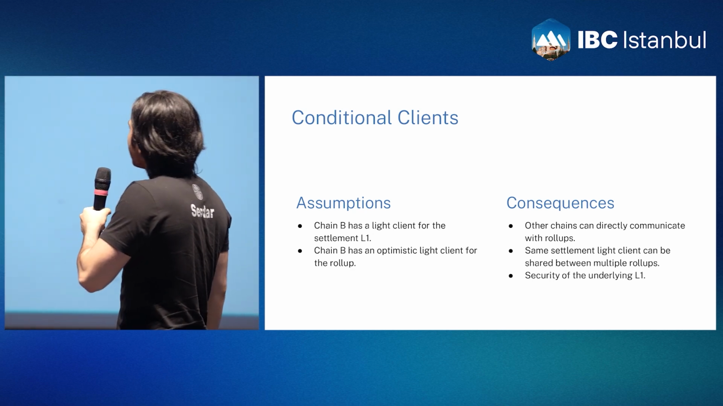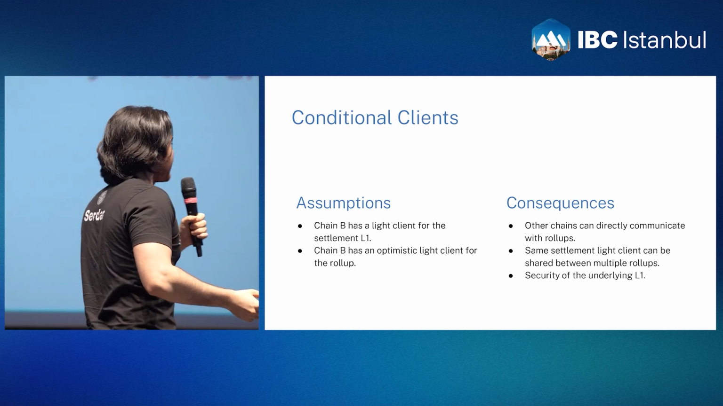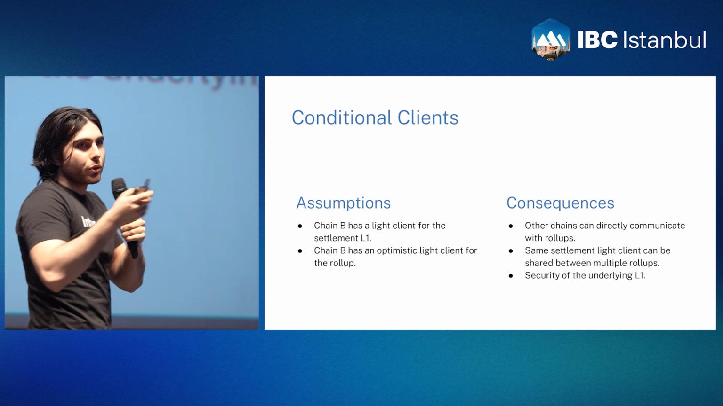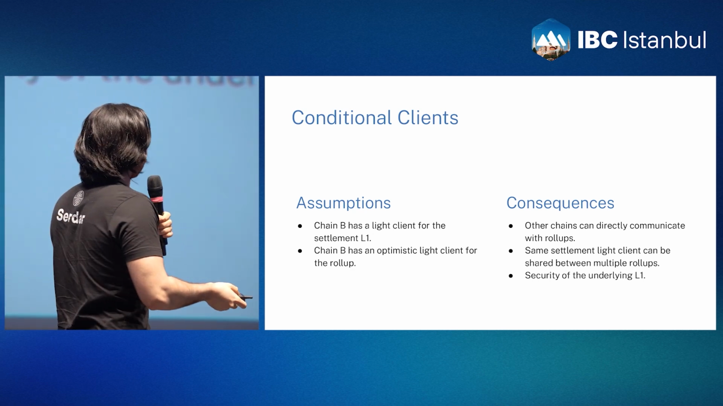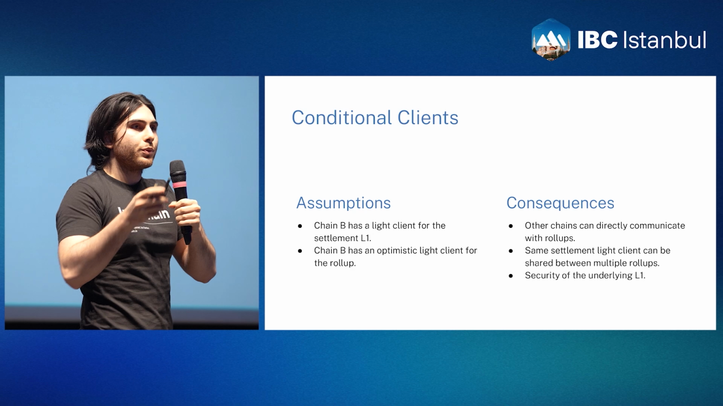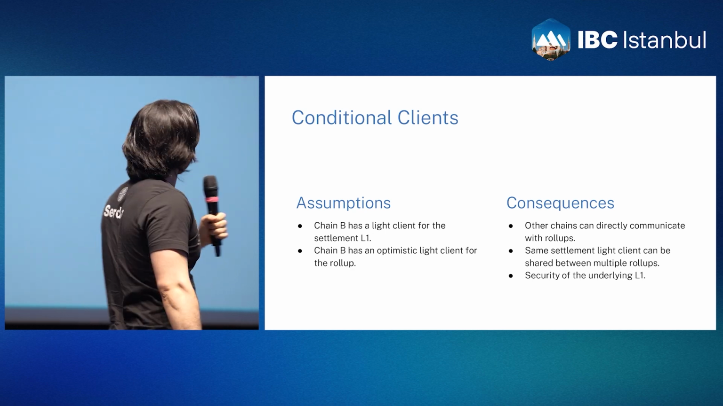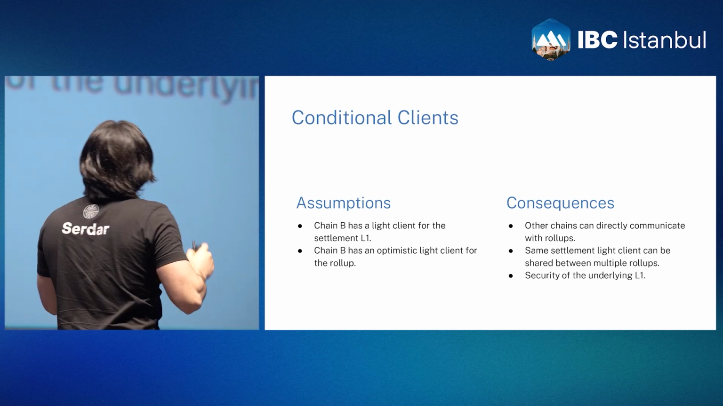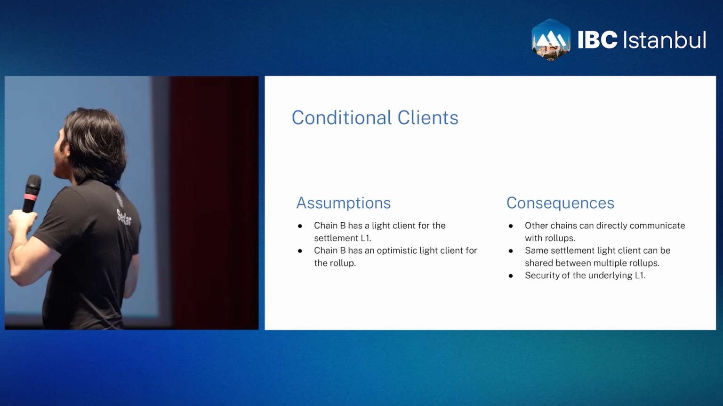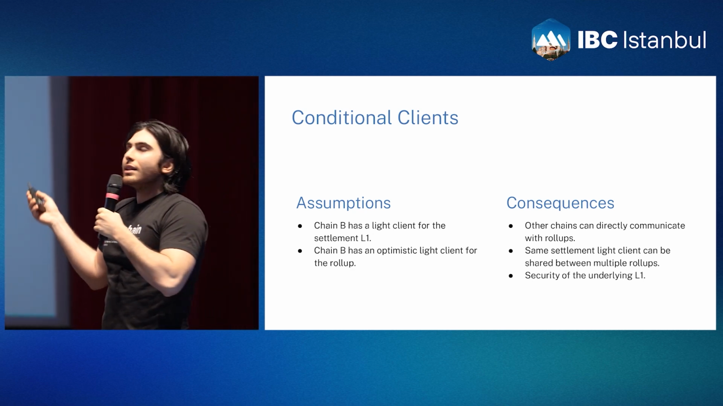So what's the goal here? The goal is to have the other chain directly communicate with the rollup and not go through a hub. That doesn't necessarily improve the security assumptions actually, because even when you go through the hub, if the hub is the settlement layer, then it's not clear whether this is actually improving any security. But this is good for the cases where it's hard to build an IBC connection between layer 1 and the other chain, in this case chain B. Again, you are benefiting from the security of the underlying layer 1 with conditional clients. And finally, the settlement light client can be shared between multiple rollups. So that's the nice thing about this as well.